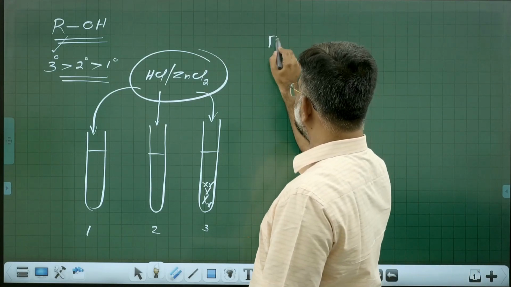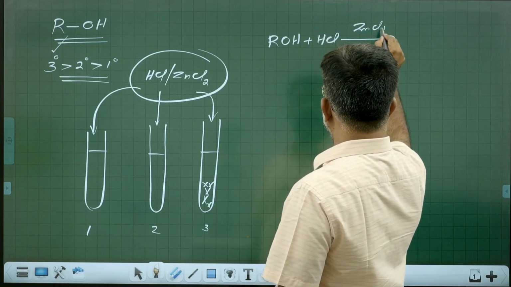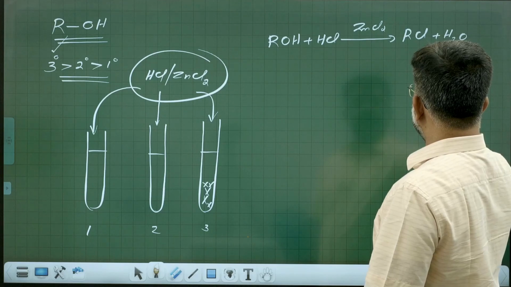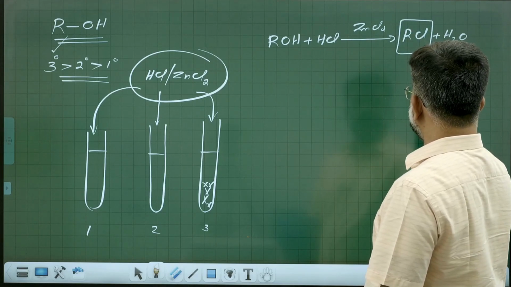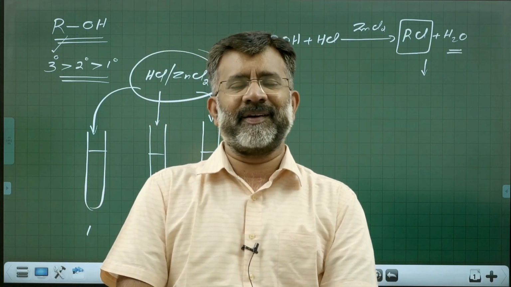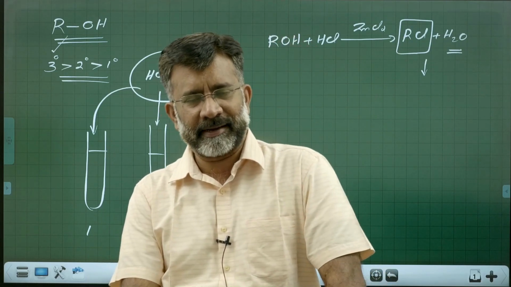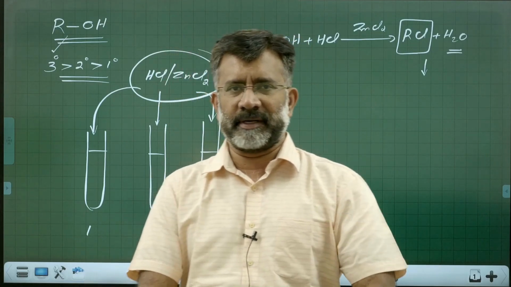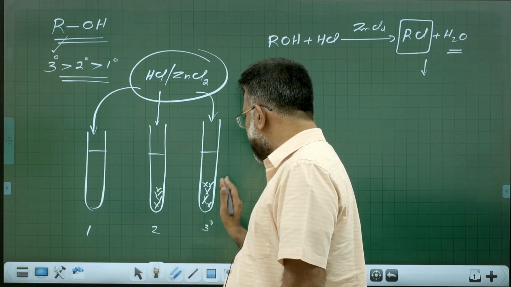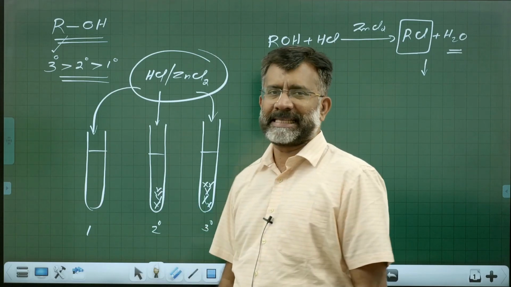And what is the cause of turbidity? An alcohol treated with HCl in presence of anhydrous zinc chloride gives RCl plus H2O. In aqueous medium, RCl will precipitate. That is actually observed as turbidity. So tertiary alcohol provides an immediate turbidity, while with secondary alcohol you may get a turbidity only after 5 to 10 minutes. So immediate turbidity means tertiary alcohol, and after 5 to 10 minutes, it will be a secondary alcohol.